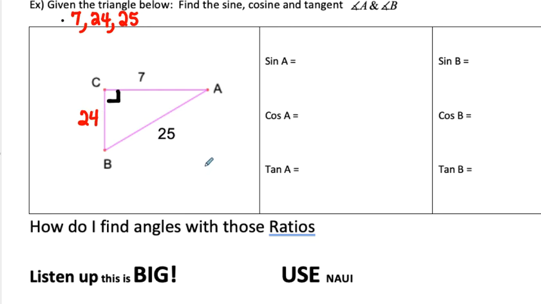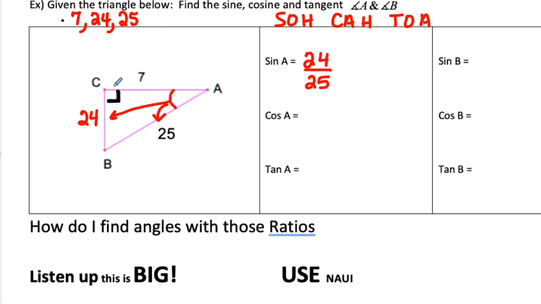All right, so the sine of A, so I'm going to mark A, the sine of A would be the opposite over the hypotenuse. I'll write SOHCAHTOA up there for us to remember. So it would be 24 over 25. The cosine of A would be the adjacent, so 7 over 25. And the tangent would be the opposite over the adjacent, so 24 over 7.